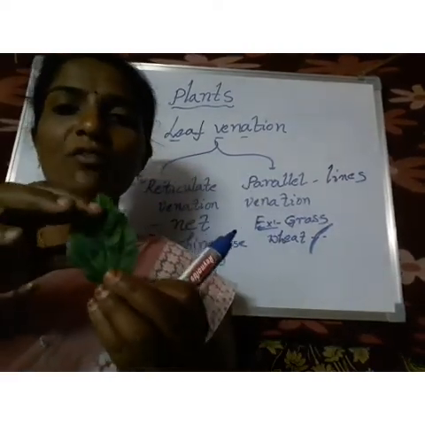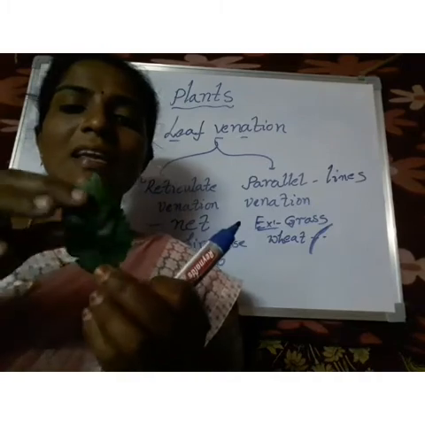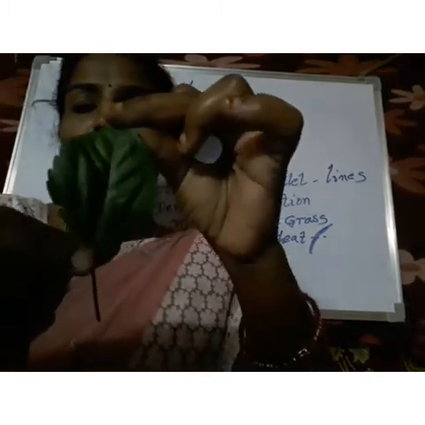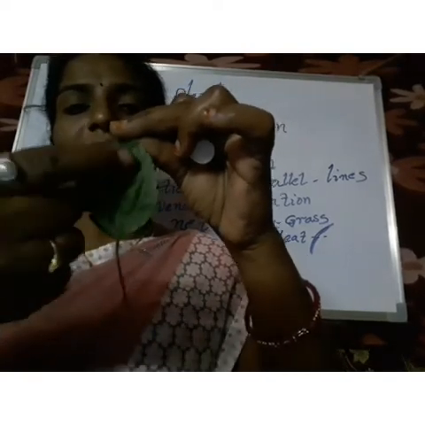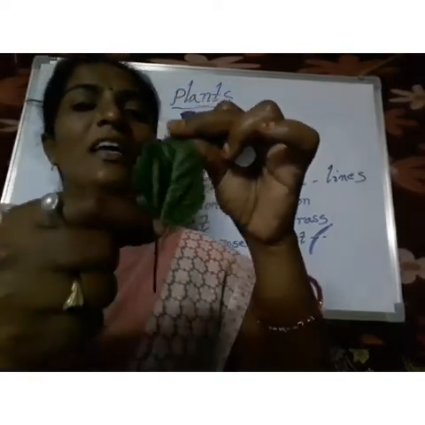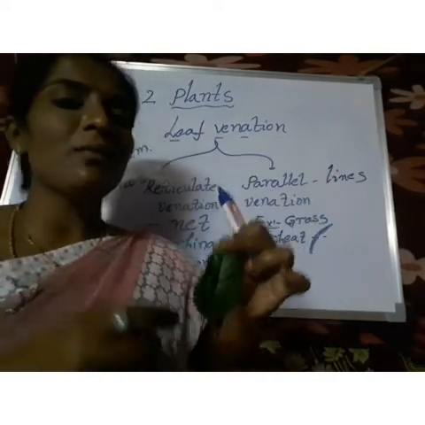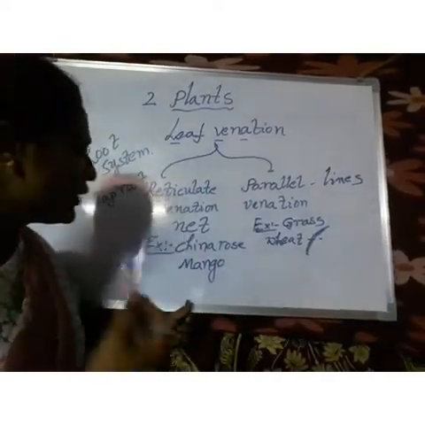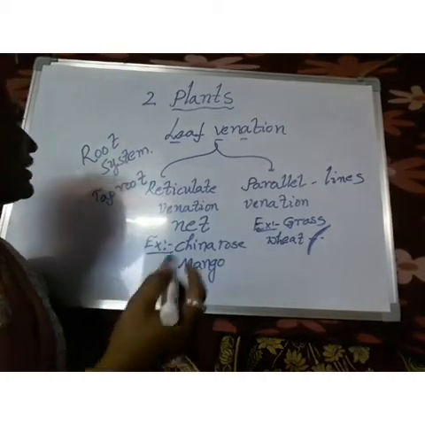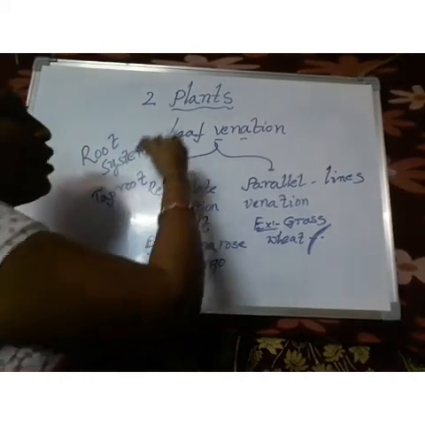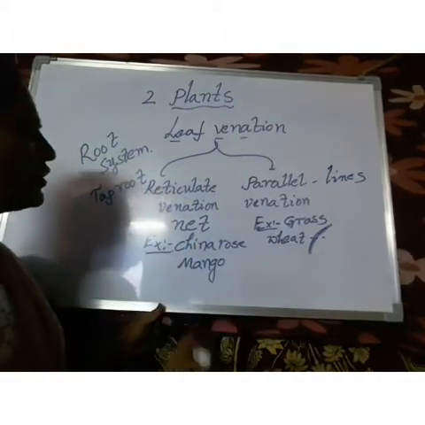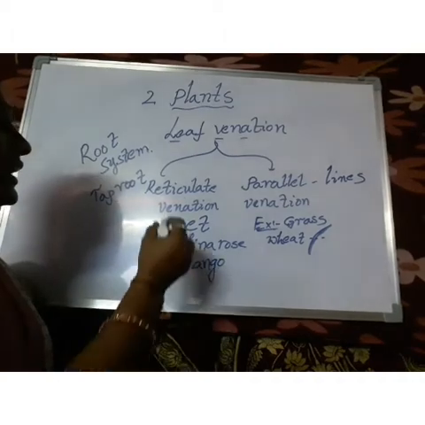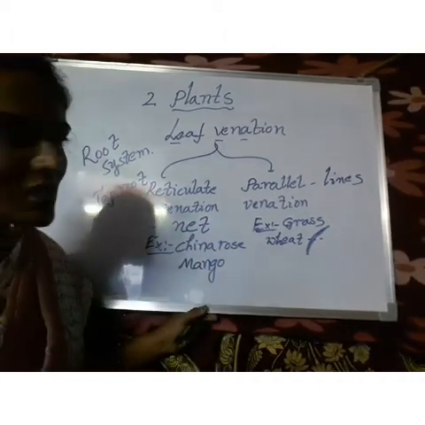See, this is the leaf of China rose, and here we can observe this is reticulate venation only, because all the lines are like a net. And if you observe the root system, it belongs to the taproot system. So based on this, what can we say? There is a relationship between the root system and the leaf venation. If it is reticulate venation, automatically it belongs to the taproot system only.